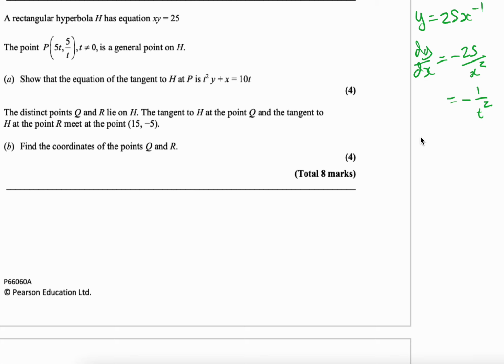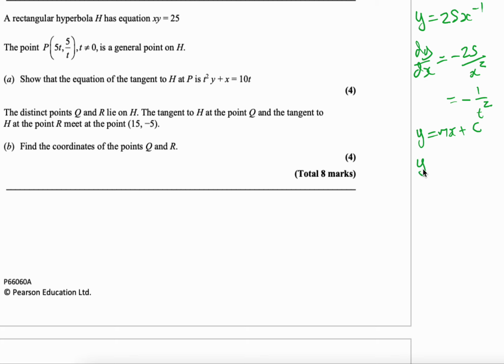Okay, so y equals mx plus c. So y equals minus 1 over t squared... No, it's the tangent. The tangent. Oh, so it's just t squared. Very good. Sorry, it's the tangent, so minus 1 over that will just give you t squared.